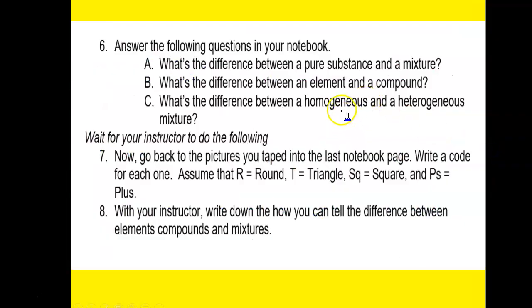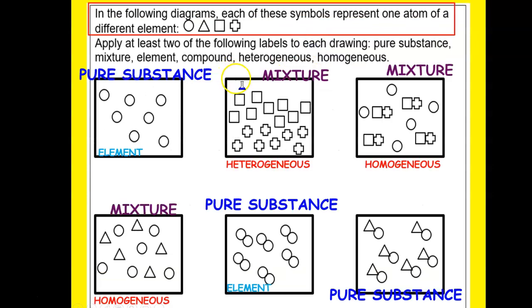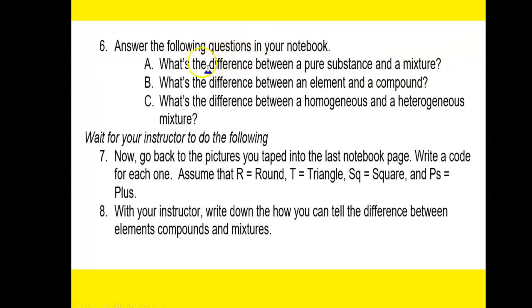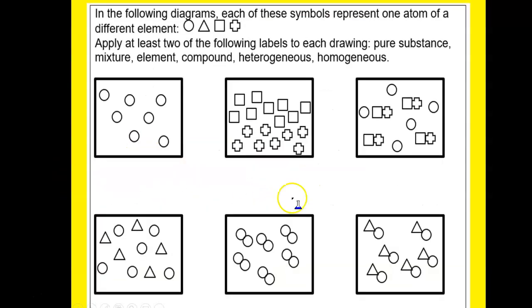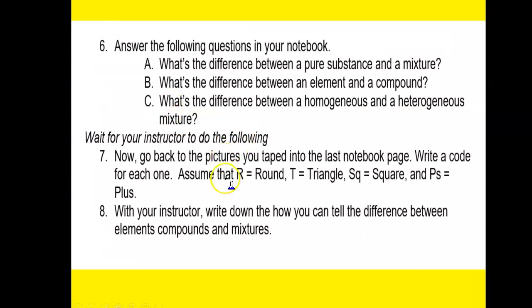Now in the notes on the second page, you are going to answer these three questions in your notebooks. I will be going over these answers through Bellwork and through review so that you can check your work. But what I want you to look at is number seven. So we are going to give symbols to these atoms. In number seven, if it's round, it's capital R. If it's triangle, it's capital T. If it's square, it's capital S, lowercase q. If it's plus, it's capital P, lowercase s.